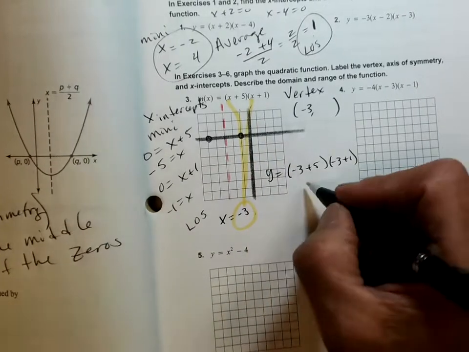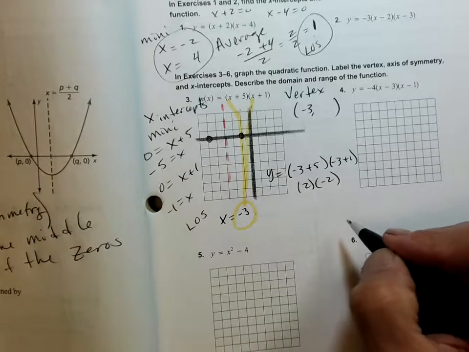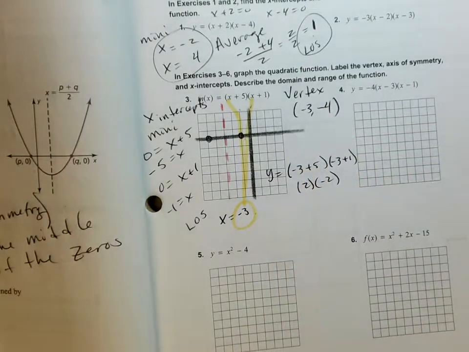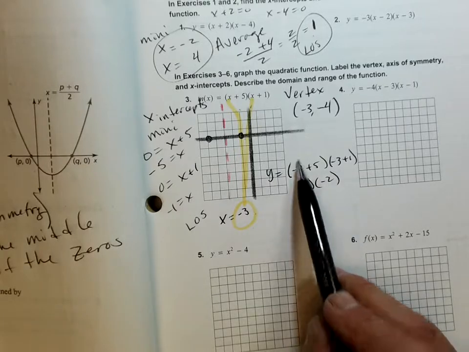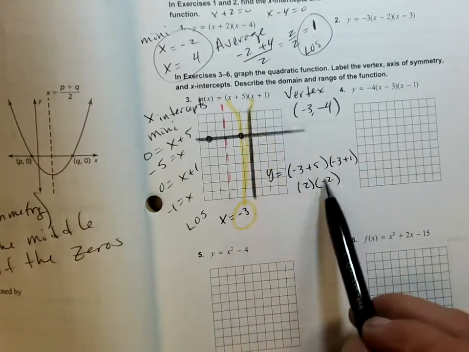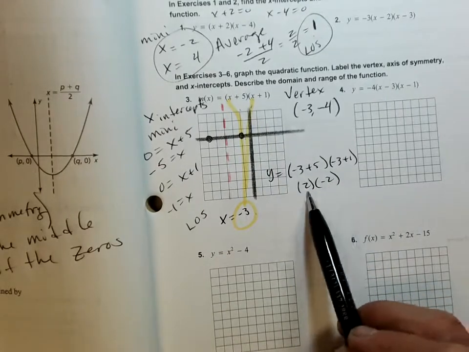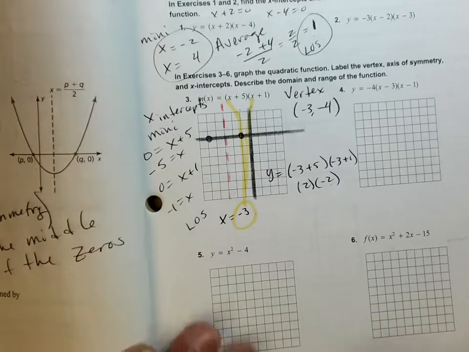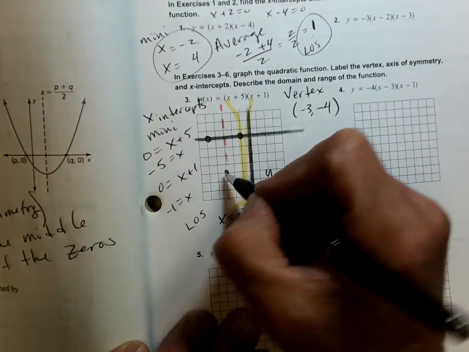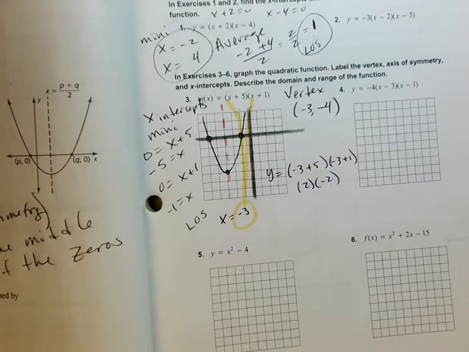Okay, so let's simplify. This is going to be a 2 times a -2, right, which is a -4. There's my vertex, right? I plugged it in. My -3, I plugged my -3 into here. I went -3 plus 5 is 2, -3 plus 1 is -2. 2 times -2 is -4. There's my vertex. So I can go to -3 and down 1, 2, 3, 4 and draw in my parabola, okay? That's not hard, is it?